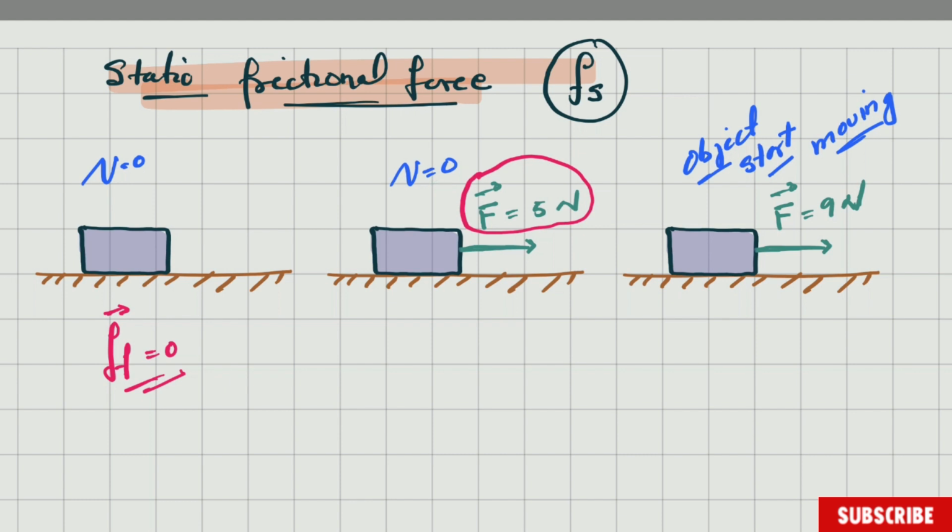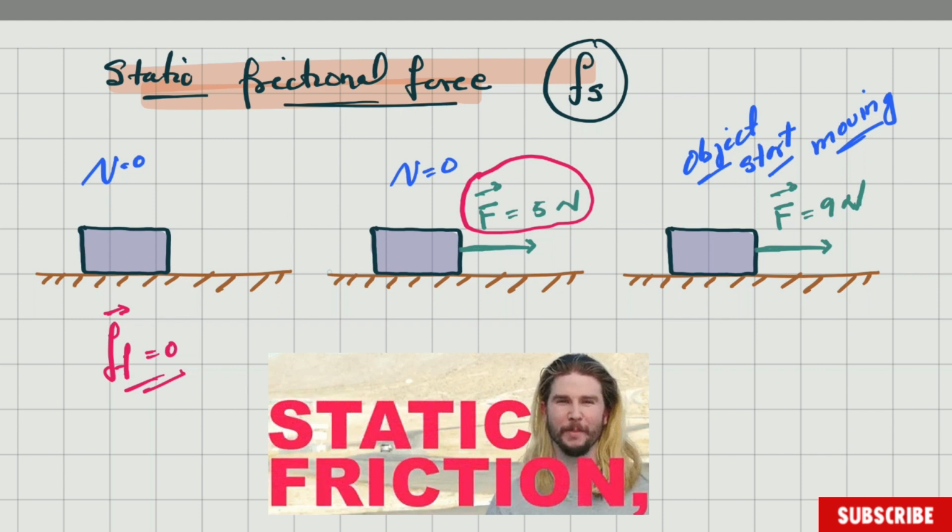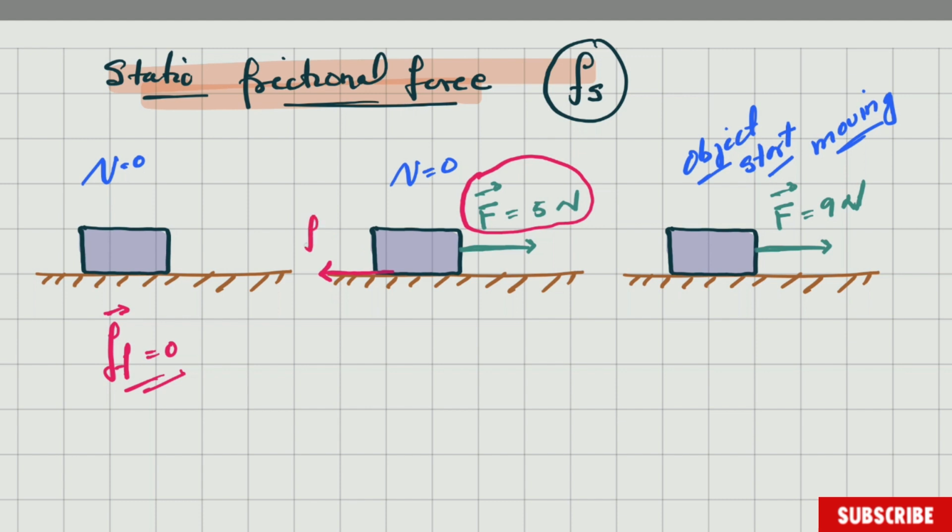Now, in this case, we're speaking about the static frictional force. Important, this static frictional force is going to be equal to the applied force, as long as the object is not moving. So this static frictional force here is going to be equal to 5 Newton, but in the opposite direction. Okay? Opposite direction. Let's write here left. Because it's the same as the applied force as the object is not moving.